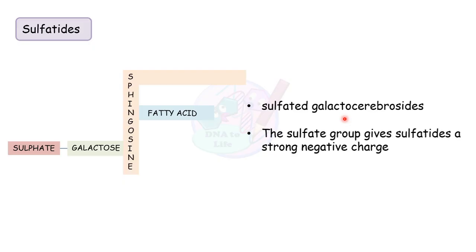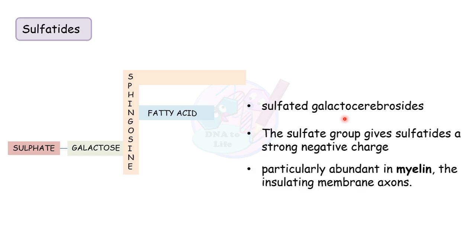And this sulfate group gives it a negative charge, because if you see, the other cerebrosides were neutral, they were uncharged. Sulfatides are abundant in myelin, which insulates the axon.